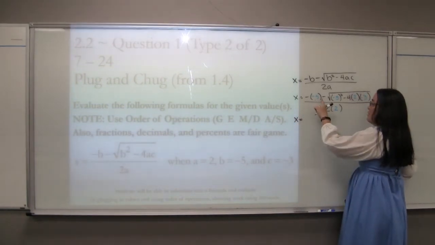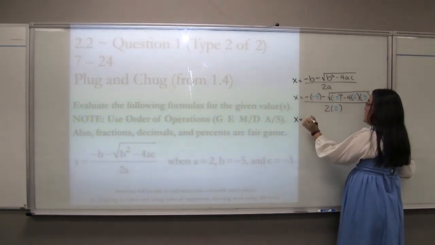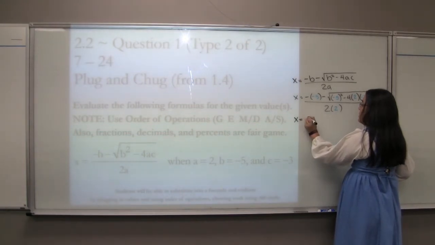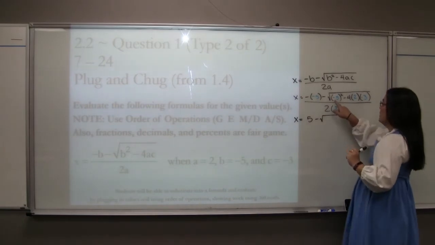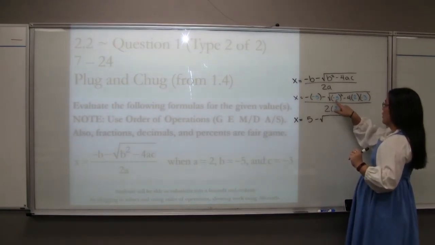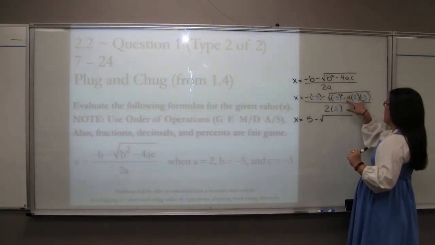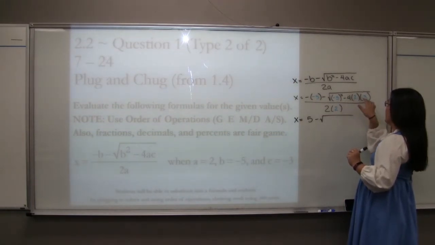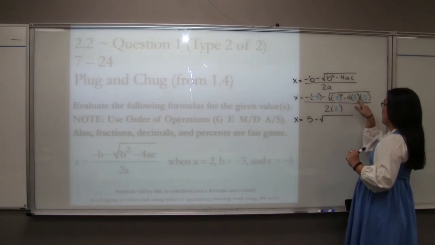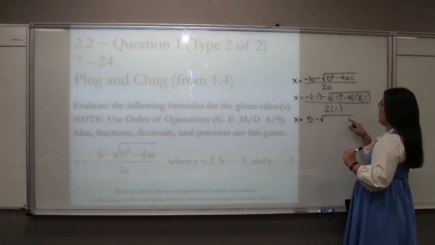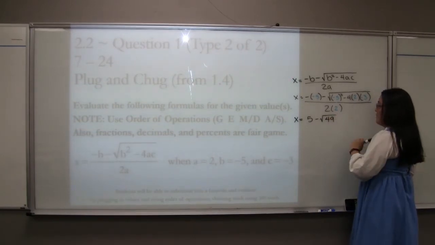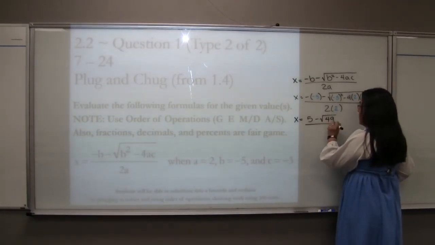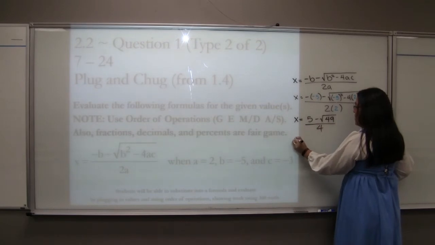Here, negative negative 5, our multiplication step, says negative times negative gives you a positive 5. This is a group, and we can do that. That's exponents first, 25. Multiplication here is negative and negative makes that positive. 25 plus 8 times 3 is 24. 25 plus 24 is 49. I can make that vinculum shorter, and 2 times 2 is 4. But we're not done yet.